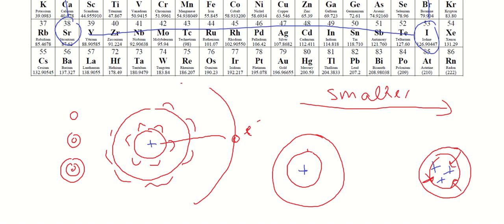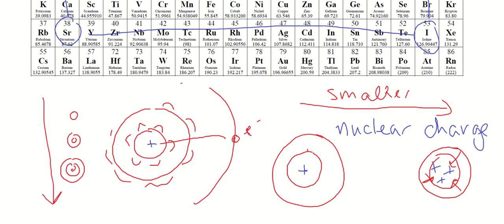So they get smaller going across because of nuclear charge increasing, and they get larger going down the periodic table because n increases, which means the shielding also increases.